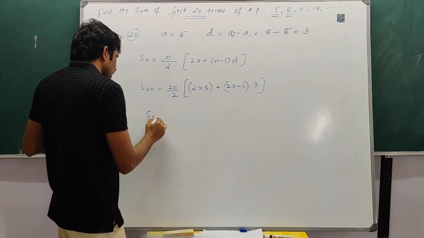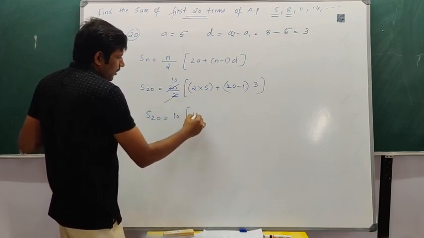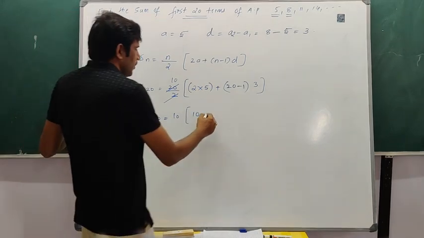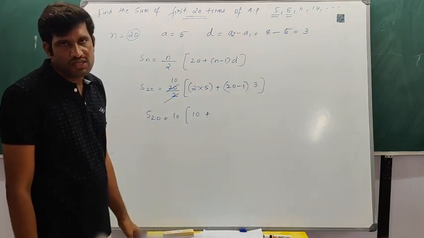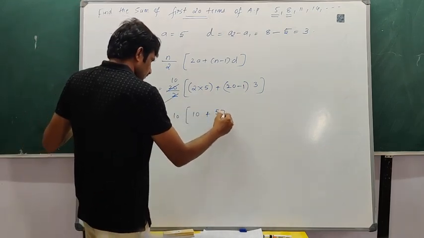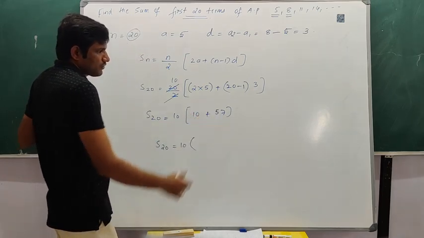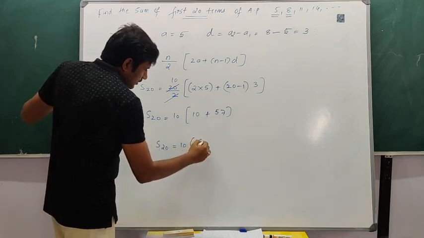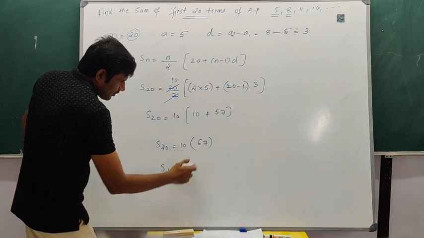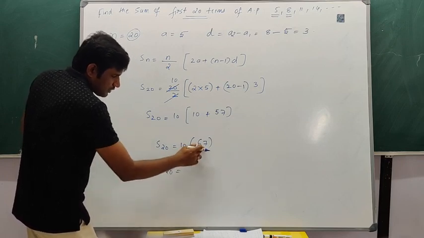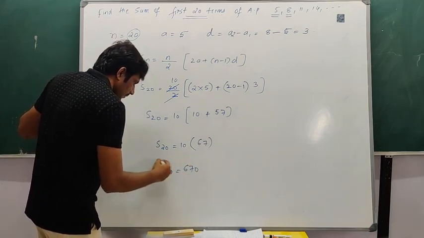So therefore S20, now 2 tens are 20, so that is 10 into bracket. 2 into 5 is 10, plus 20 minus 1, 19. 19 3s are 57. So therefore S20 is equal to 10 into, 10 plus 57, which is 67. Sorry, 10 into 67, that is 670.